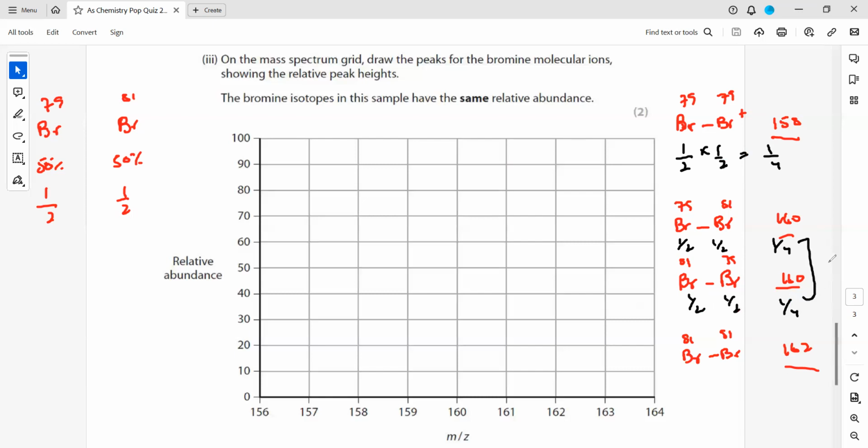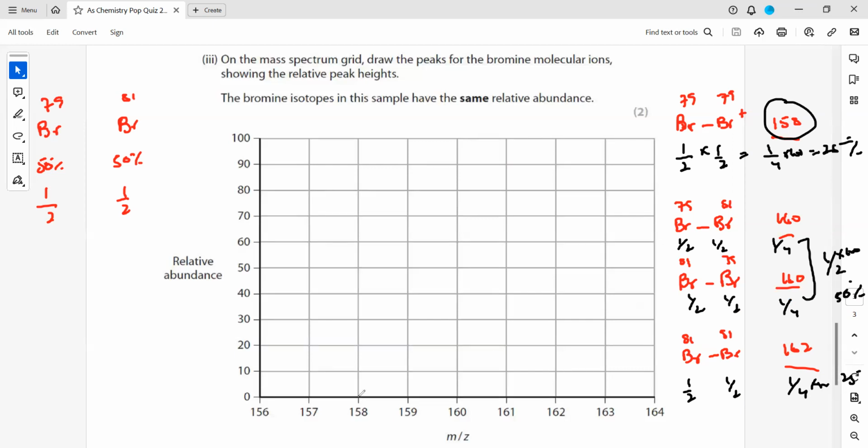So what is the total of these two? The total will be half. And this is 1 by 2 and this is also 1 by 2, so it will be 1 by 4. So at 158, we get 1 by 4, in terms of percentage. If I have 100%, what is 1 by 4 of 100%? That is 25. What is 1 by 2 of 100%? That is 50%. And 1 by 4 of 100% is again 25.